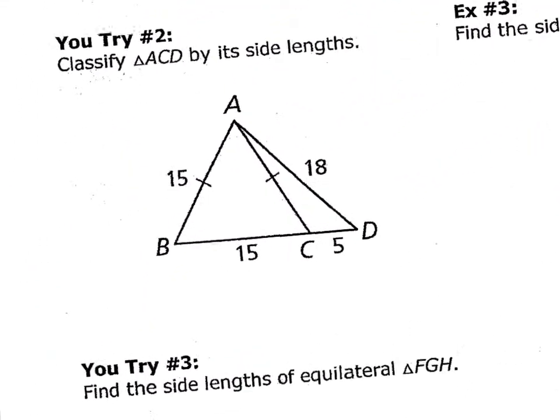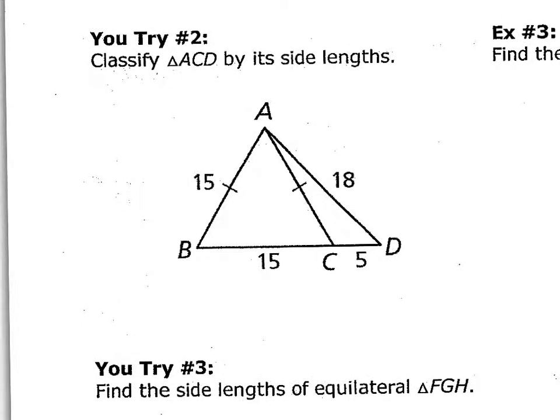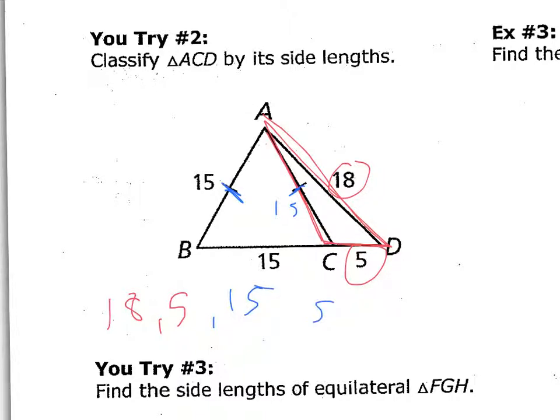All right, a couple more. Okay, let's classify triangle ACD this time. Okay, so we have side lengths of 18, we have a side length of 5. And we know that these two are congruent right here, AB and AC. So AC must be 15 as well. Okay, so we have side lengths of 18, 5, and 15. None of those are congruent, so we must have a scalene triangle.